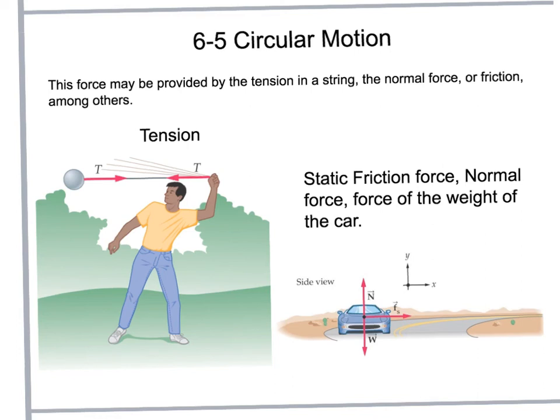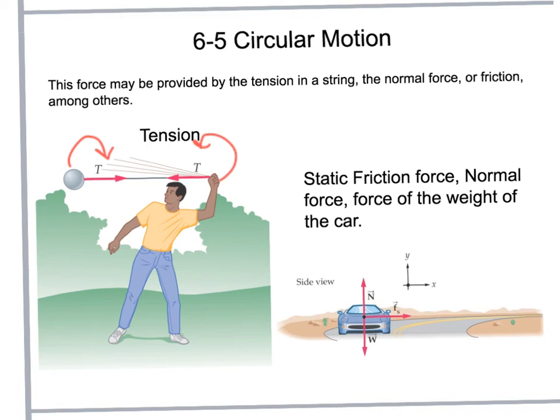The tension he's applying, and then he's applying the tension to this end of the cord, and the ball is applying tension to that end of the cord. So the force might be provided by the tension in the string. Sometimes it could be provided by the normal force or friction. So that centripetal force can be created by a variety of different things.